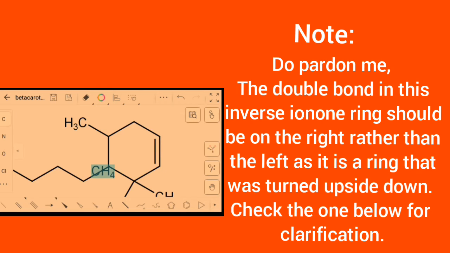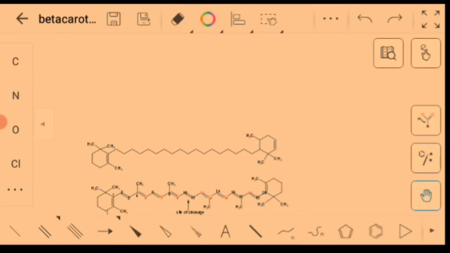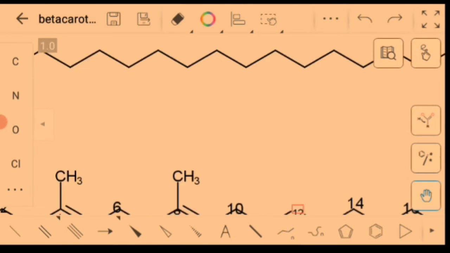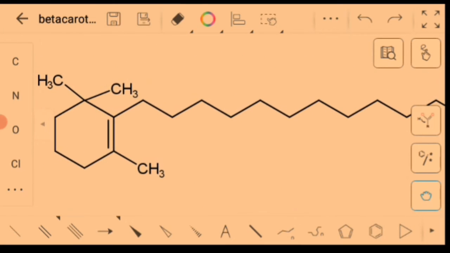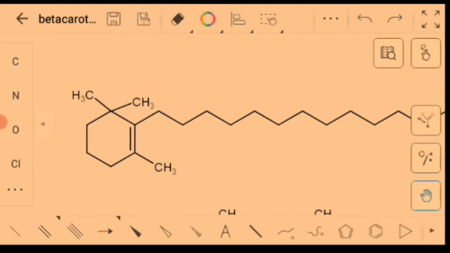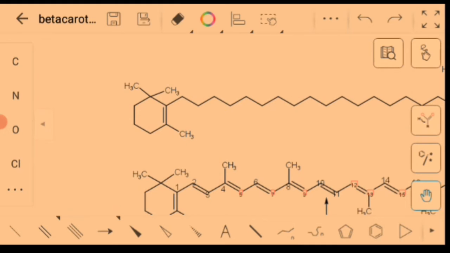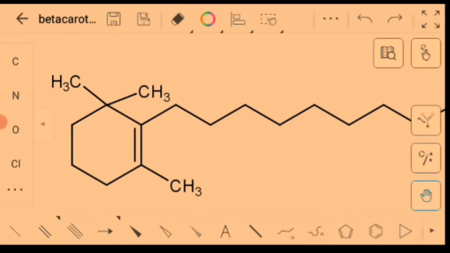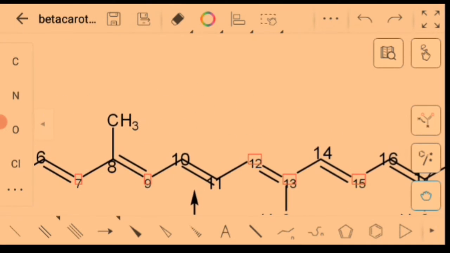So now I have my 2 beta ion structures here, and my beta carotene structure is almost done, except for the fact that the polyphenol chain has a double bond on this side. You can see it all has a double bond. It has a double bond on this side, so you must always remember the double bond.